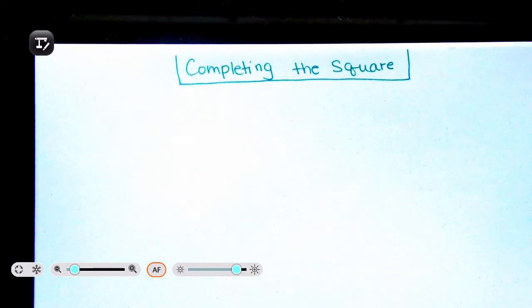Beautiful people, and welcome. In this video, we will be discussing how to use the method of completing the square while solving a quadratic equation.